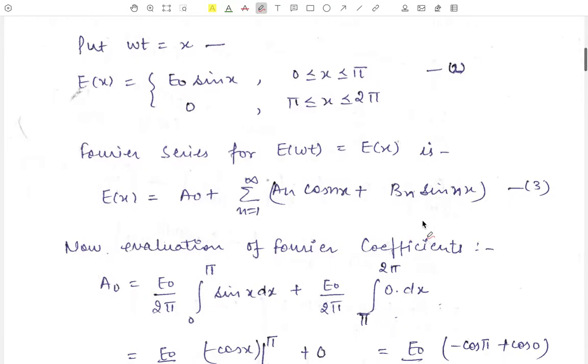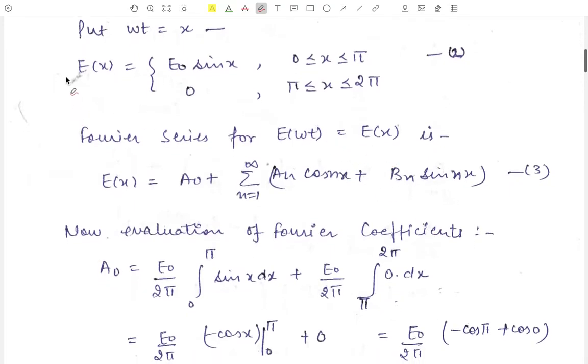Now the Fourier series for E(omega t) or this E(x), this can be written as E(x) is equal to A naught plus summation n equals 1 to infinity of an cos nx plus bn sin nx. Say this is equation number 3. Now we'll find the values of these Fourier coefficients, that is A naught, an and bn, and then we'll put these values in this equation number 3 and we get the Fourier series for a half wave rectifier. Okay, let us find out the Fourier coefficients.